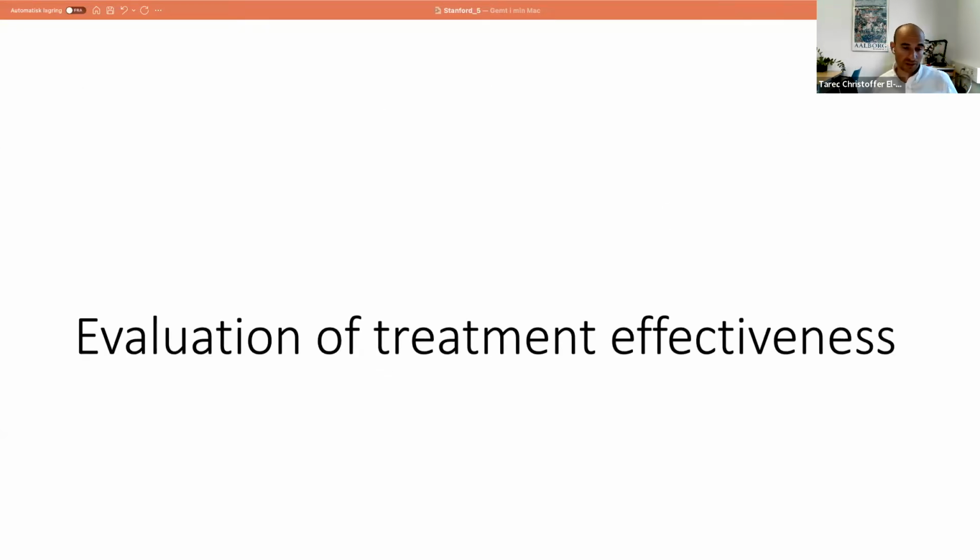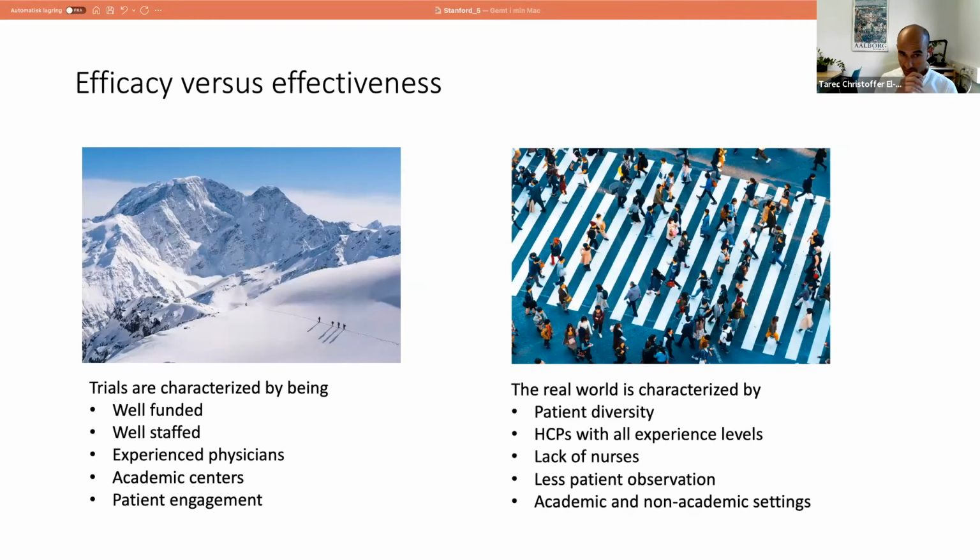The final example I will give before going to the Q&A is you can also use real world data to evaluate treatment effectiveness. And this is really important to discuss, especially the efficacy from clinical trials versus the effectiveness you see when you implement the treatment. Because I think clinical trial settings and the way clinical trial patients are treated are just completely different from how patients in the real world setting are treated.